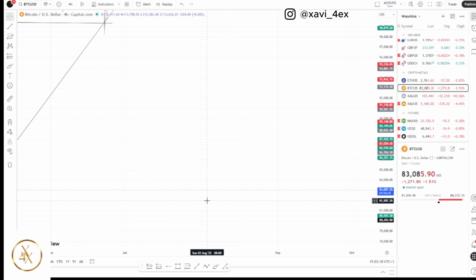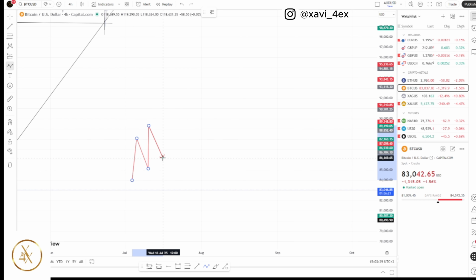So directional bias is the likely direction of the market. As we all know, the market moves in three phases. I should call them directions anyway. We have the bullish phase, creating higher highs, higher lows, higher highs, higher lows, and so on and so forth.